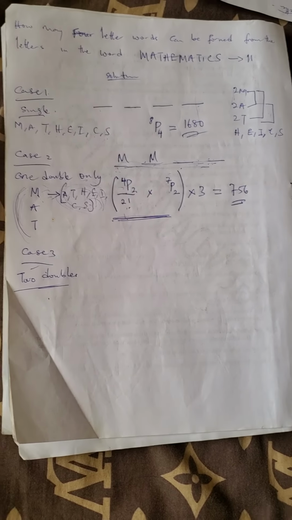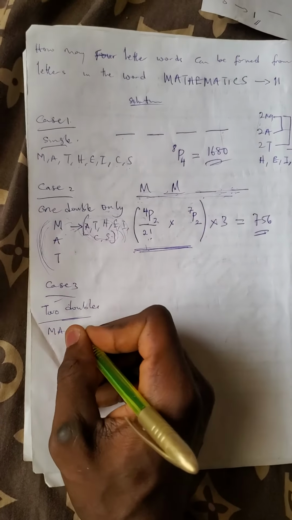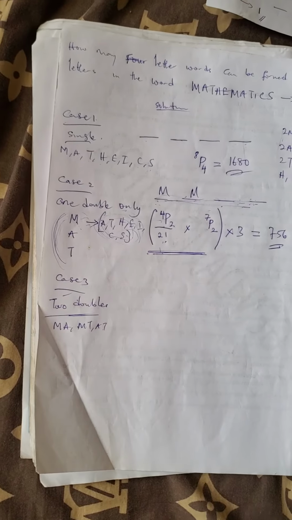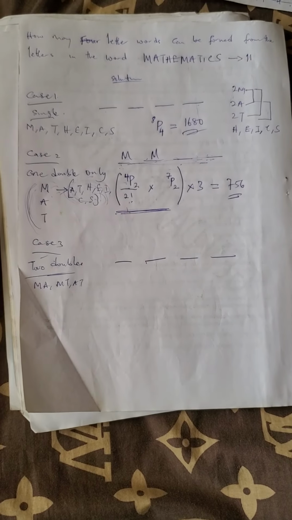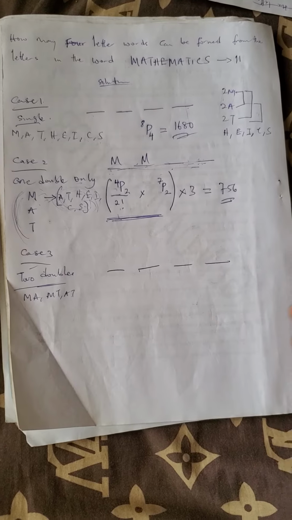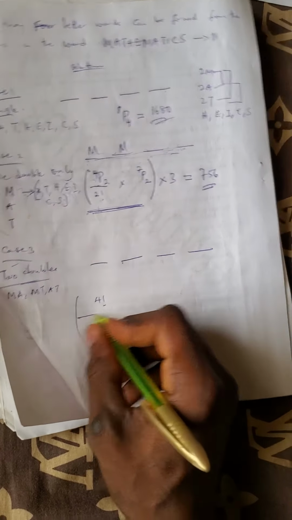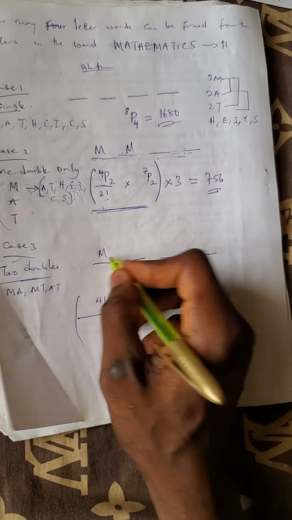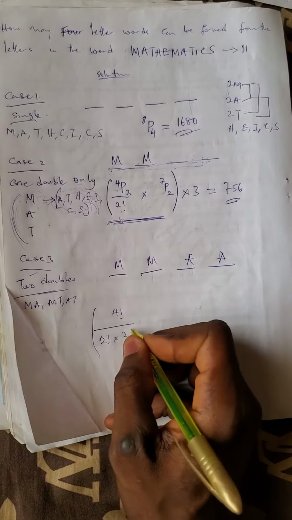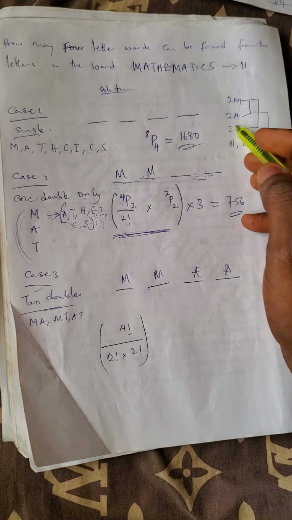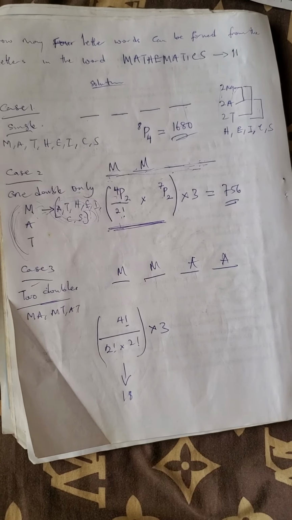Now this is the last case, case 3. We can have MA, we can have MT, we can have AT. This one is very simple. We want to fill 4 spaces. So you can use 4 factorial over, don't forget, you can have AA, that's 2 doubles, so 2 factorial multiplied by 2 factorial. And how many letters contain that? That's 3 letters, so multiplied by 3. If you press it on the calculator, you are going to get 18.